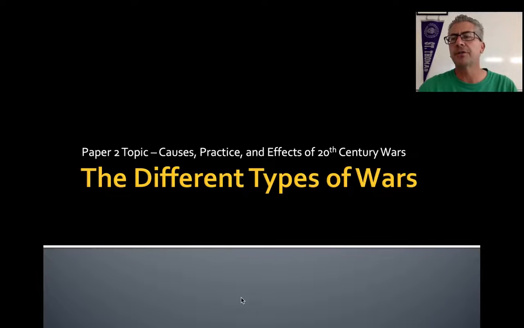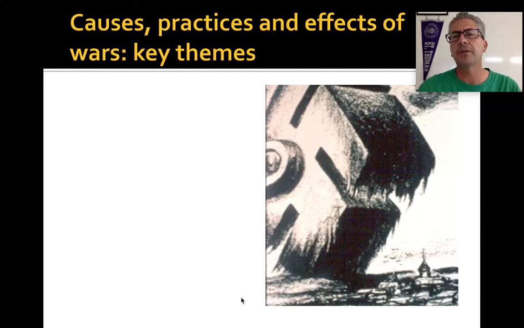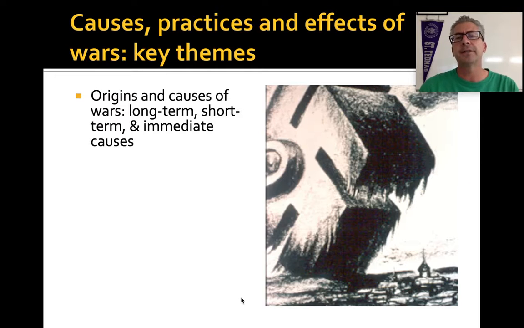We're moving on to our next unit of study, which is causes, practice, and effects of 20th century wars. And so today I want to highlight some of the elements of this new unit of study. So when we talk about causes, practice, and effects of 20th century war, there are some key themes to look at. One is the origin and the causes of war. Why did they start? So we need to get a little historical context here. So we have to look at the long and the short term and immediate causes.